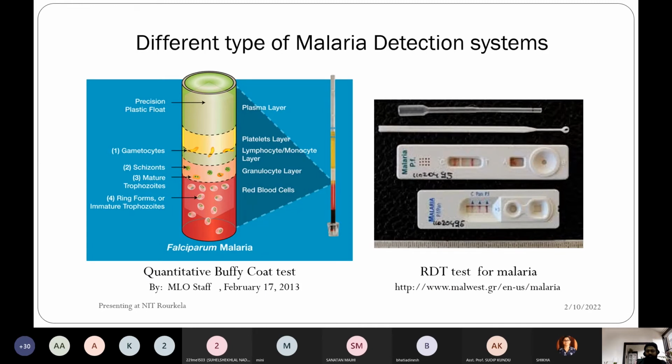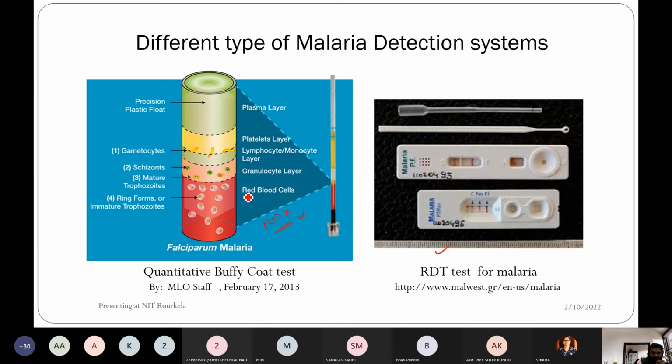So if you want to see a few more different tests, we have mentioned here the RDT test. This is nothing but the rapid diagnostic test for malaria. And the QBC, quantitative buffy coat test. So here also you can identify, but it needs to visualize the morphological features. You need a 100x micro objective.